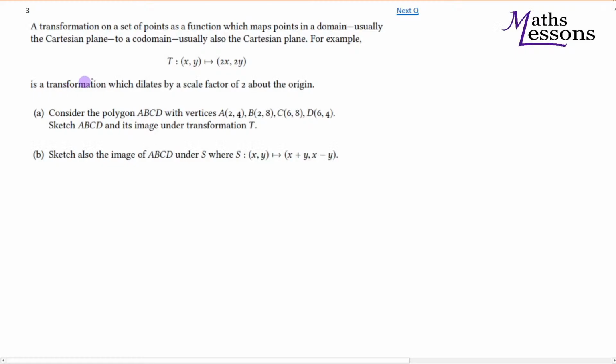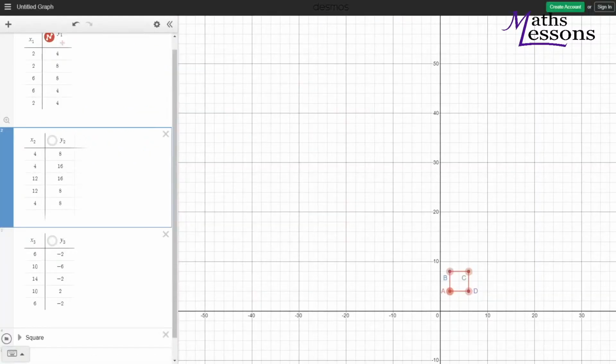So we're going to look at what happens when we use this transformation where we enlarge by a scale factor 2. I prefer the name enlargement scale factor 2 on these vertices. And we're going to sketch the image of this when it's happened. And we're also going to sketch the image of this under this transformation where x goes to x plus y and y goes to x minus y. What I'm going to do to illustrate that is to use my friend Desmos and show you how that looks.